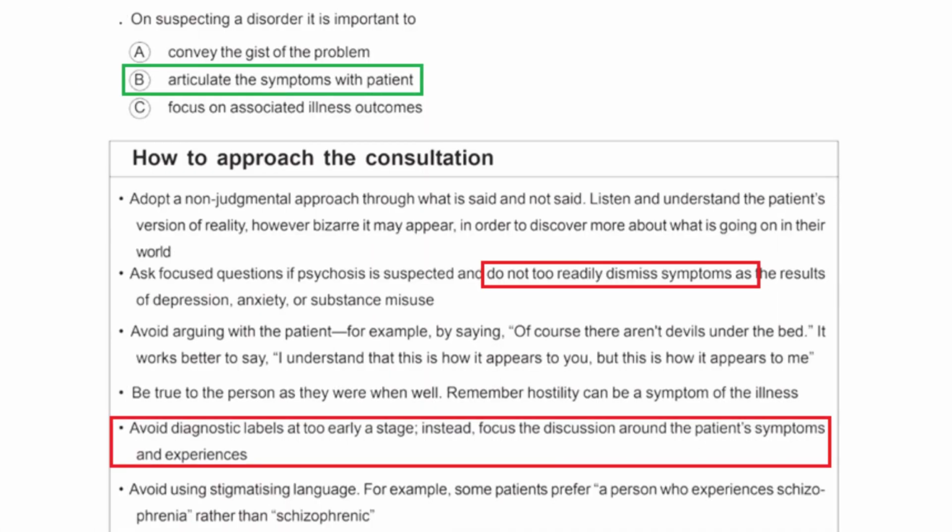The correct answer is indeed B. Articulate the symptoms with the patient. Let's explain why this option is correct and why the other options are incorrect. B. Articulate the symptoms with the patient.